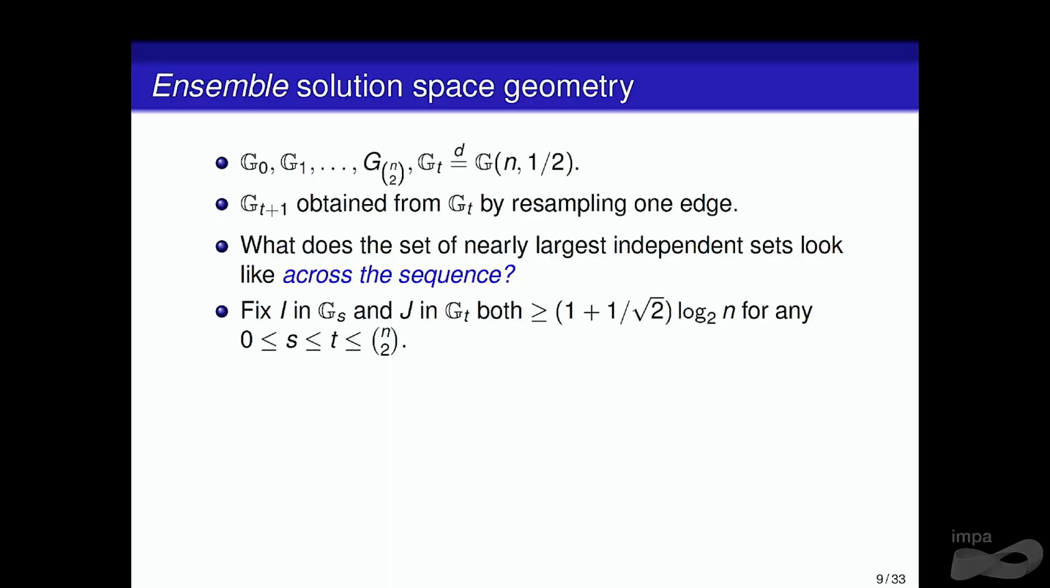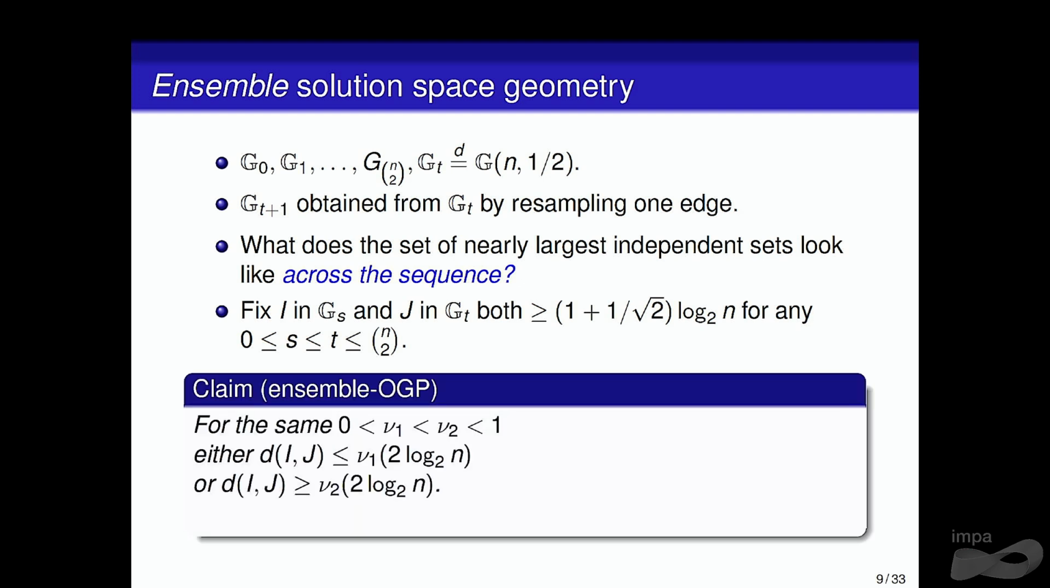It turns out that this property I've discussed holds across the whole sequence, meaning the following. Take any of these graphs in the sequence and take any independent set in this graph larger than this quantity, the same quantity as before. Take any other graph in this sequence, take any other independent set in this new graph larger than this quantity. And then look at their intersection. And lo and behold, this intersection is either at most nu1 or at least nu2.